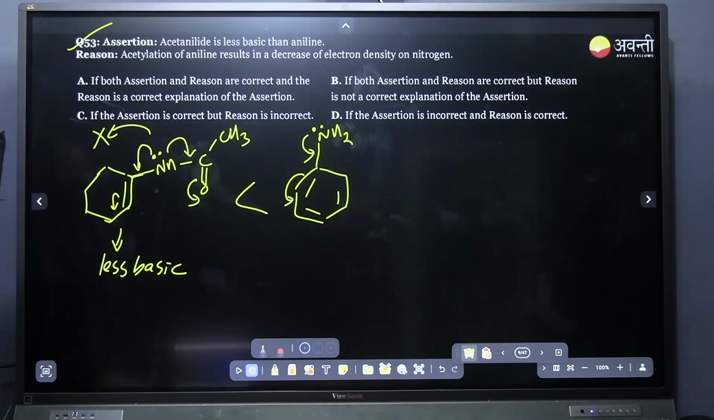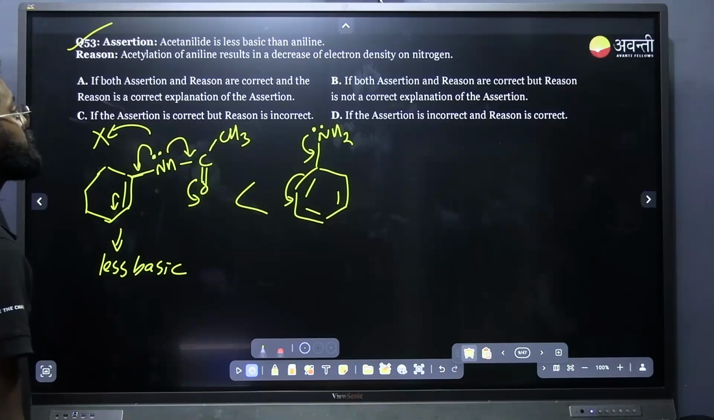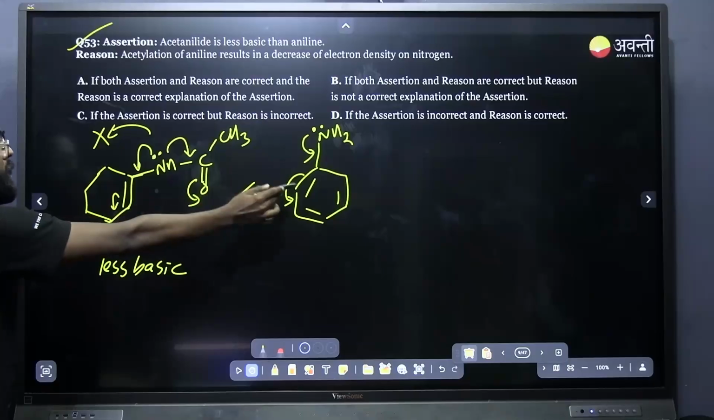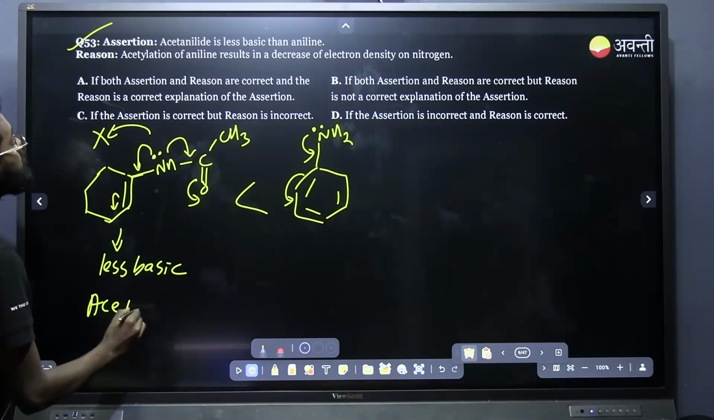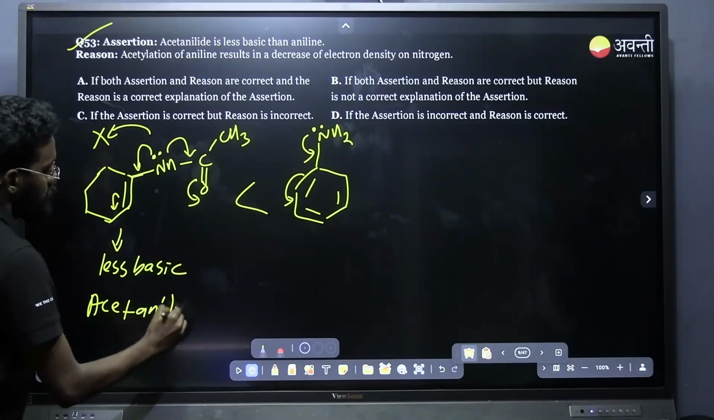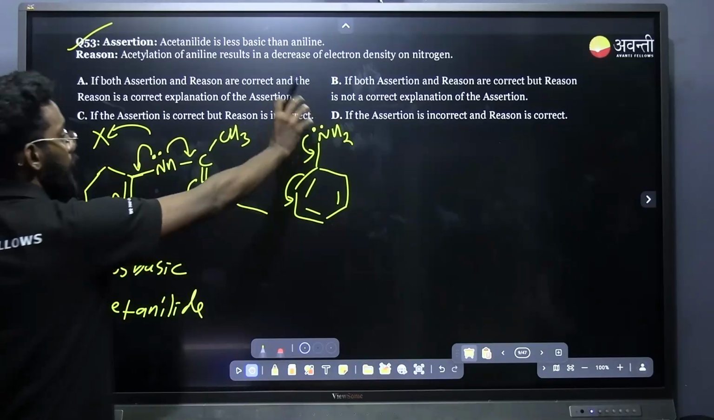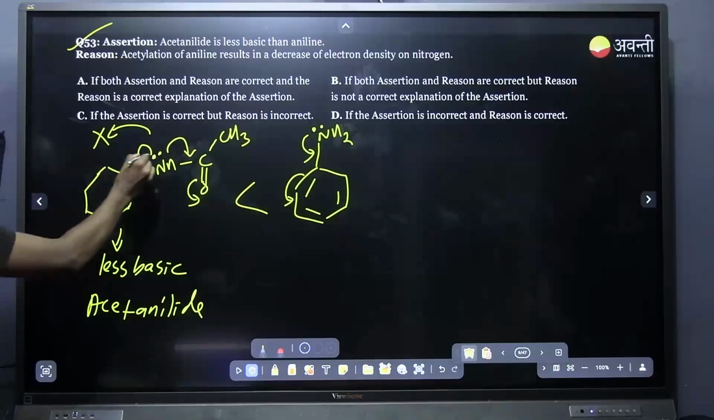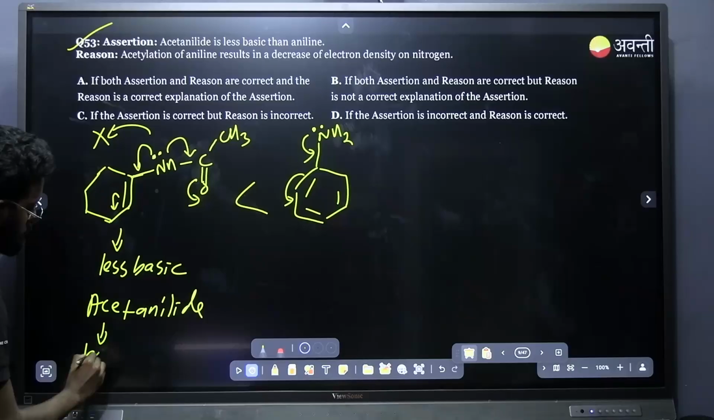Now what is the reason? Acetylation of aniline results in a decrease of electron density on nitrogen. Is that correct or wrong? After the acetylation of aniline, what are we getting? We are getting acetanilide. And when I compare the electron density of nitrogen in aniline and acetanilide, you can see that the electron density decreases, right? Less electron density.